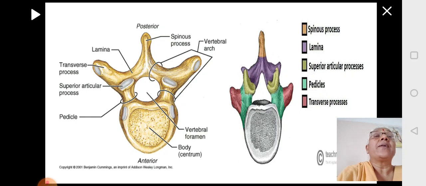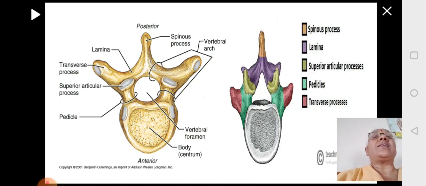So like that, each vertebra located adjacent to each other will articulate with the help of inferior and superior articular processes, and there will be a facet for the articulation. One process will fit into the facet and it brings about the articulation surface. So you have the body or centrum. Then you have the pedicle, which is connecting the body to the transverse process.